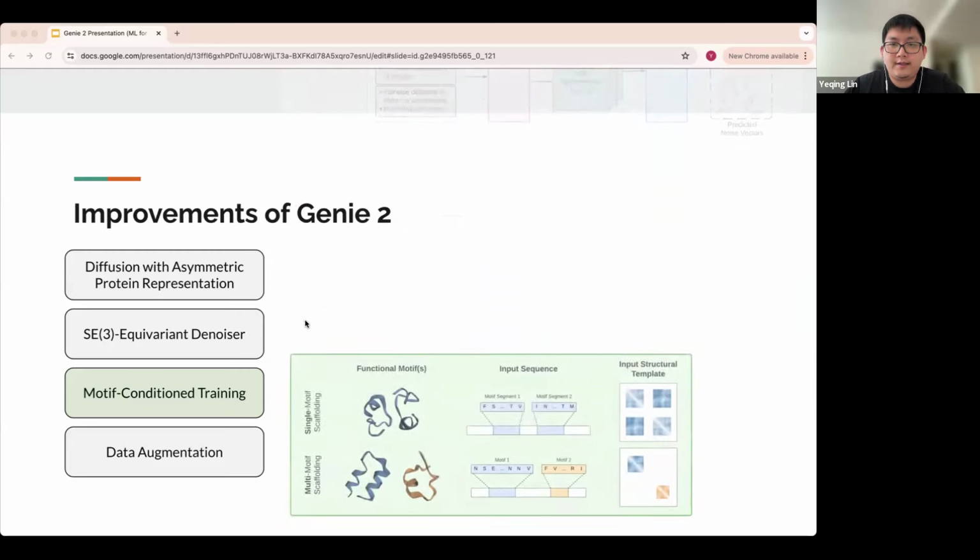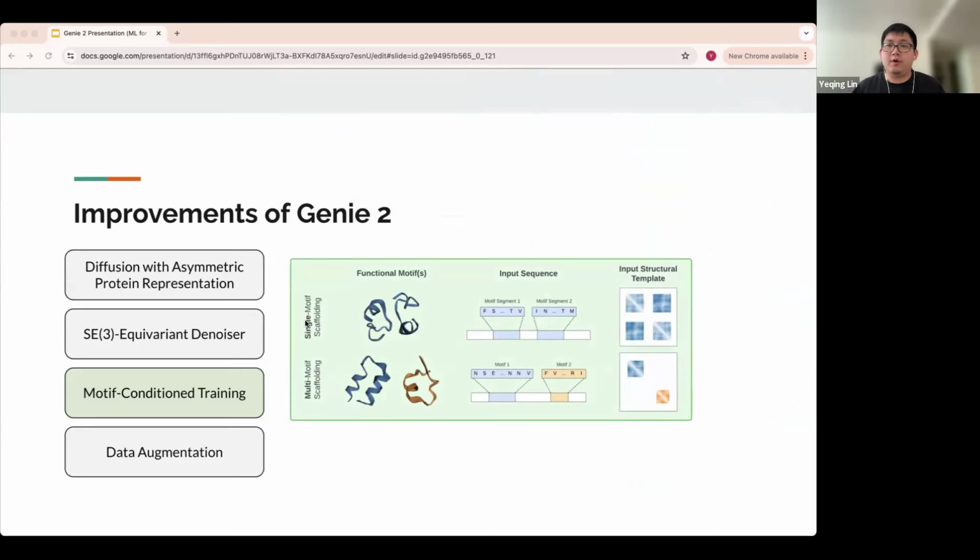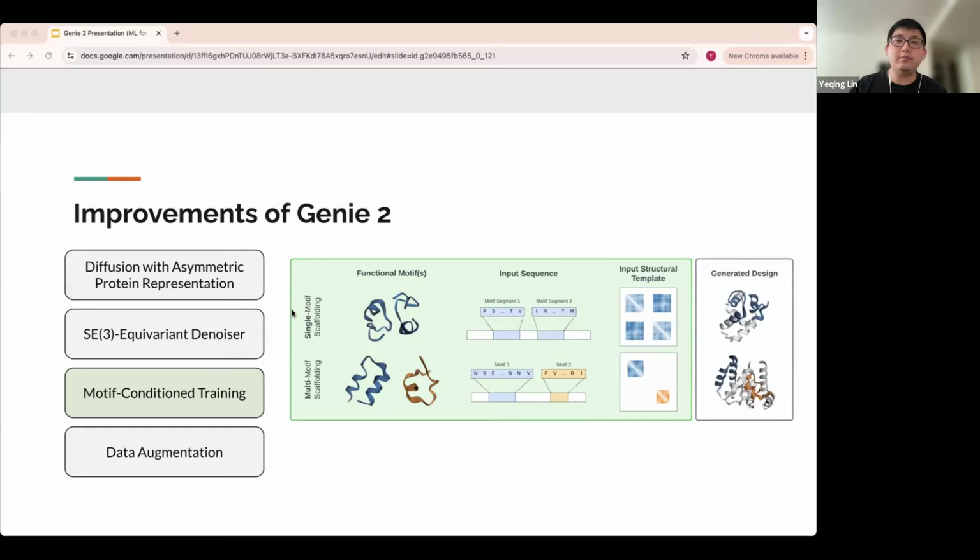Here we provide an example of an input for a single and multi-motif scaffolding task. For the single motif scaffolding task, the intersegment distances are provided. As we see in the first row, the distance information between segments is provided as part of the structural templates to the model. But for the multi-motif scaffolding task, the intermotif distance information is ablated out to allow flexible position and orientation between different motifs. And here are the corresponding generated structures out of the model.